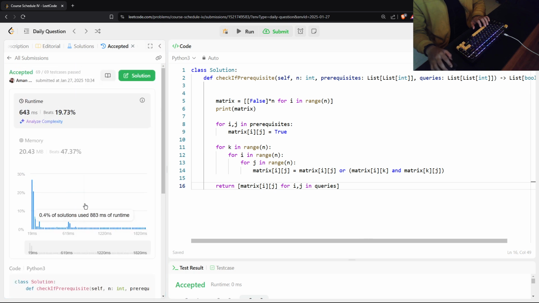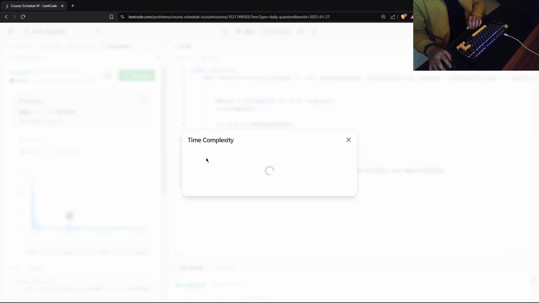So this is how the algorithm is working. It's n cube time complexity and n squared space complexity, because we are working with a matrix of n cross n, and we are looping 3 times over the number of nodes that we have. So this is n cube time complexity and n square space complexity.